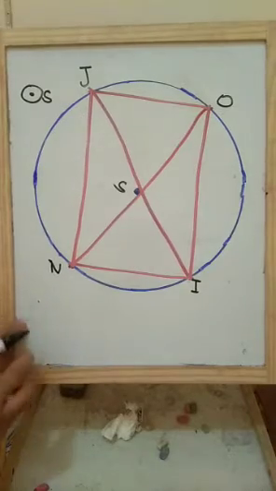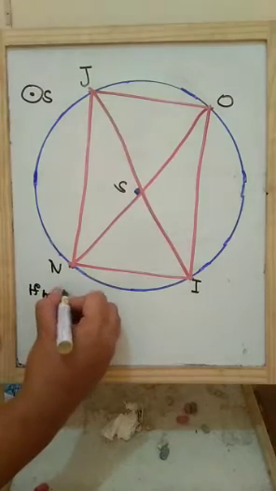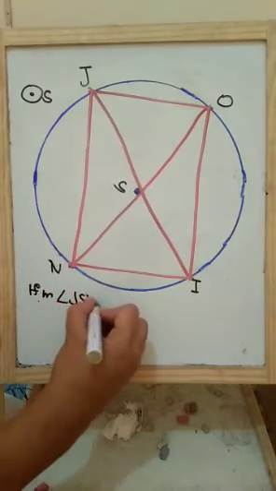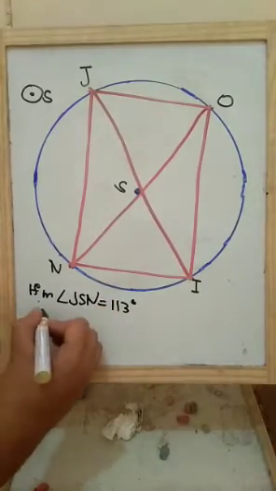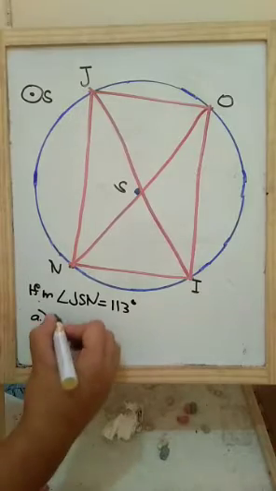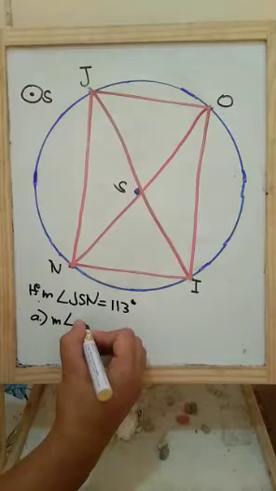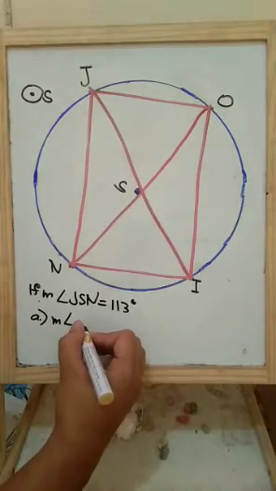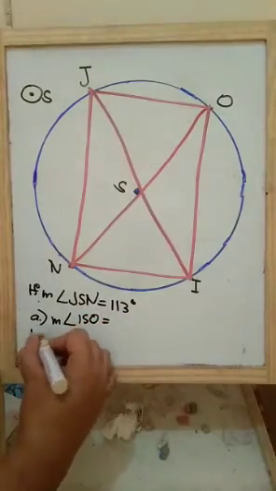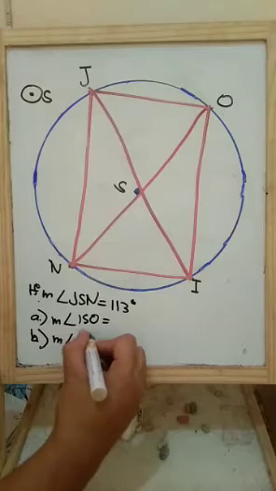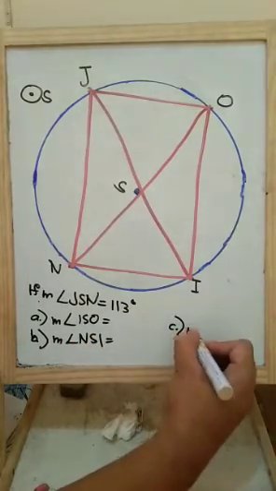Now, let me just give you an example here. Example lang ha. If the measurement of angle JSN is equal to 113 degrees, let's find the measurement of this particular angle. Letter A is angle ISO. Hanapin natin letter B, angle NSI.